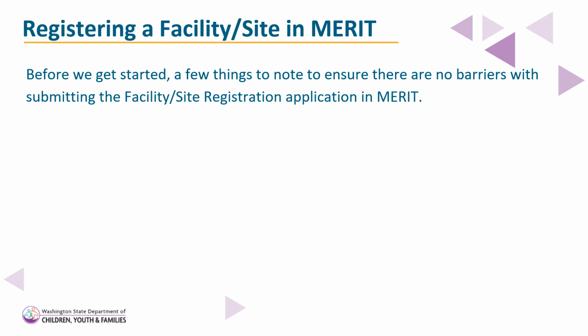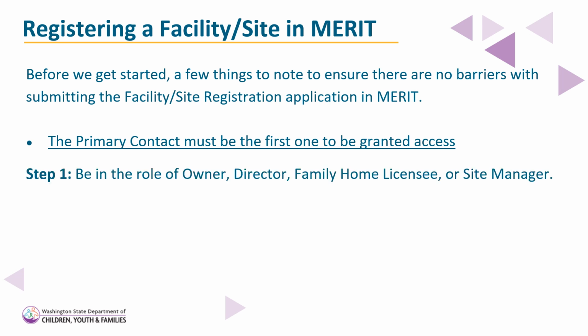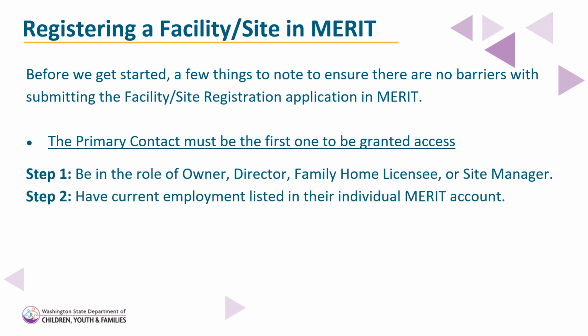Before we begin, a few things to note to ensure there are no barriers with submitting the facility site registration application in Merit. The primary contact must be the first one to be granted access. The primary contact must be in the role of owner, director, family home licensee, or site manager. Must have current employment listed in their individual Merit account. They must be listed as the primary contact in FamLink for the facility site, which is managed by the assigned licensor.